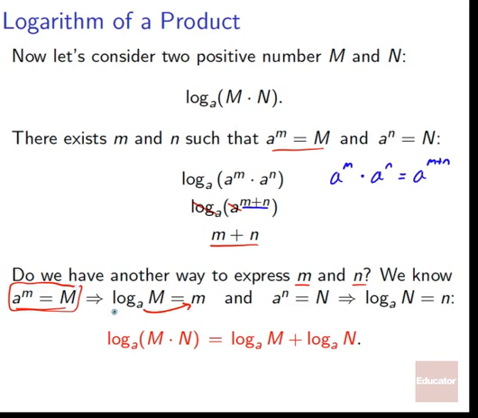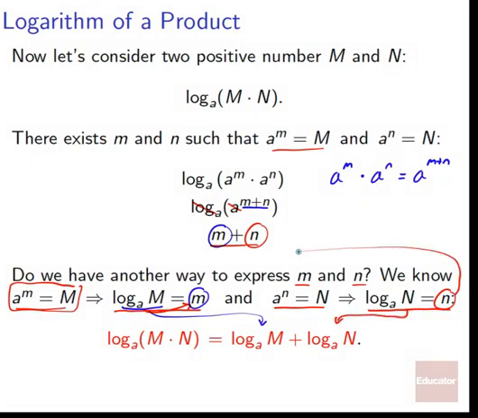So what about looking at it through its logarithmic form? Same thing goes over here with a to the little n equals big N. We can express it instead as log base a of big N equals little n. So at this point, we've got new ways to describe m plus n. We can swap that out, so log a of big M goes here, and log a of big N goes here, right?